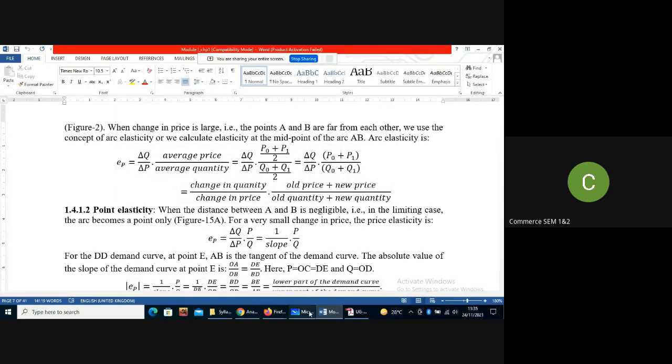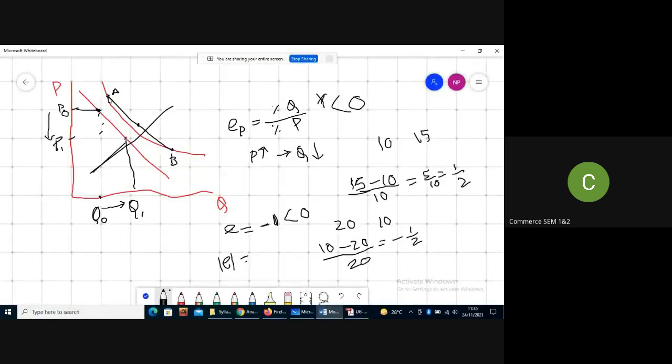Now if there is a very small change, say from point A to point B, there's a big change in price. It requires price to change from this P0 here to P1 here. Now, if this change in price is very small, that means the distance between point A and point B is not too far, they are very close to each other, then this arc basically boils down to a point. And we can think about point elasticity.